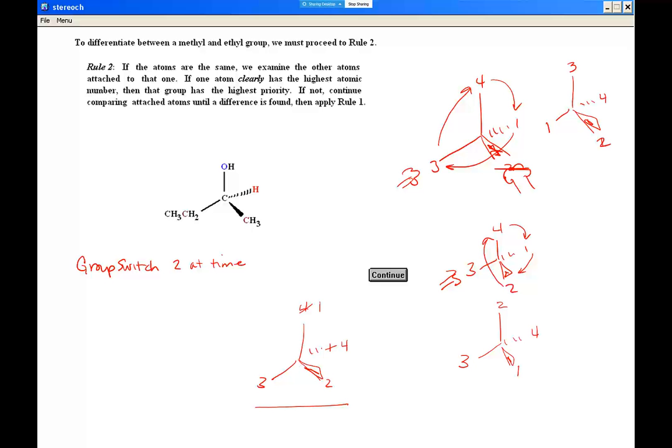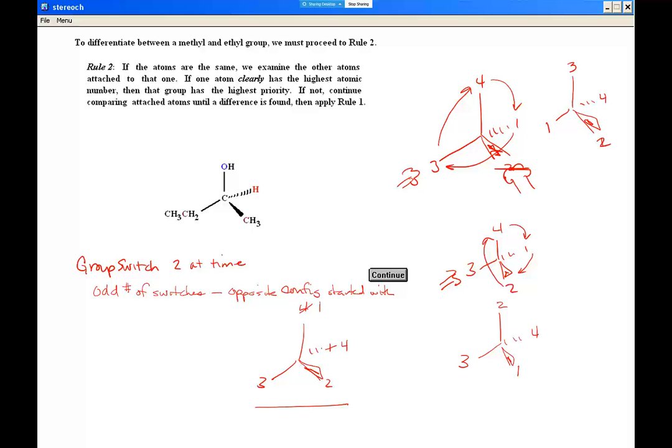The rules are that if you switch two groups at a time and you do an odd number of switches, and I'm assuming that when you do your odd number of switches, you're putting four on the dashed wedge, you will get the opposite configuration that you started with. So if you do one switch and put four on the dashed wedge, whatever I determine the configuration to be right now, RRS, it's wrong because I did one switch, which means I switched it from the original configuration. So if I do this now, whatever I get, I need to write down the opposite answer, because I just switched the configuration from the original one.